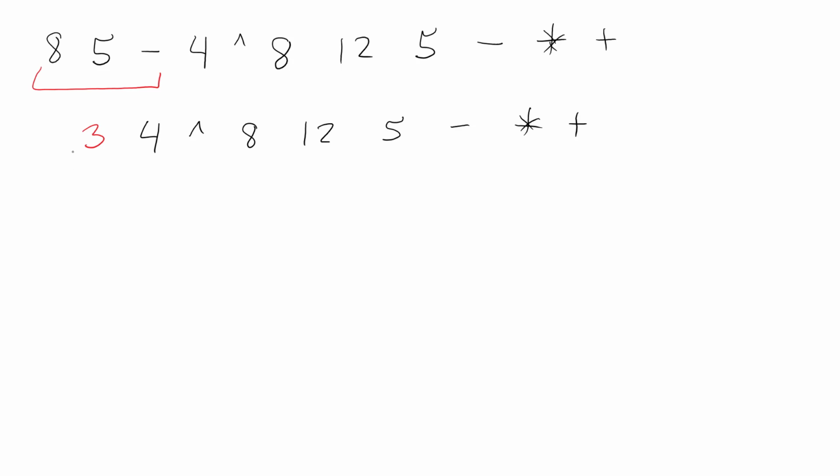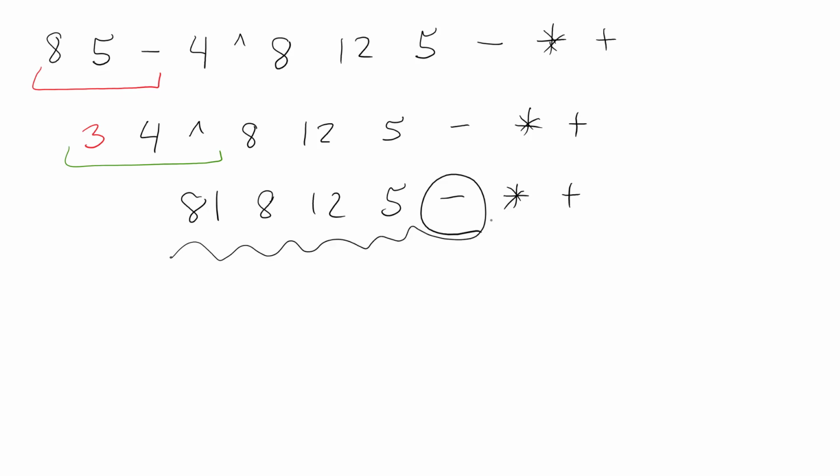All right. Then I go along, found another one, and now I go 2 back because an exponent is applied to the 2 previous terms. So 3 to the 4 is 81. And then I go 8, 12, 5 minus times plus. And then I keep going. Oh, there's a minus sign. The minus sign gets applied to the 2 previous terms. So the 81 and the 8 just kind of hang out. And then I have 12 minus 5 is 7.